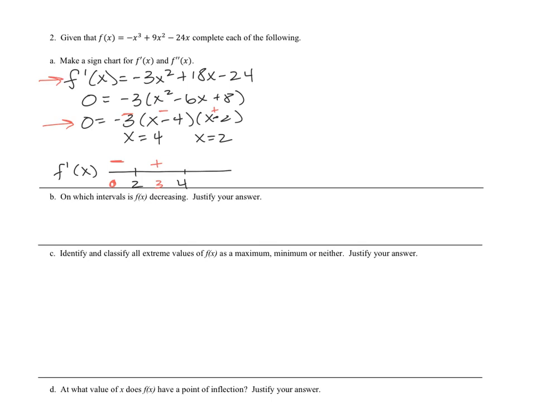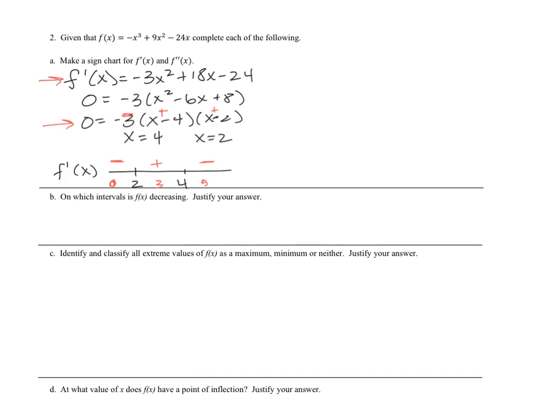Okay. And then I'm going to evaluate at 5. Again, I'm going to put it into this factored form. So that would be a negative times 5 minus 4, that's a positive. 5 minus 2, that's a positive. Negative times positive is a negative output.